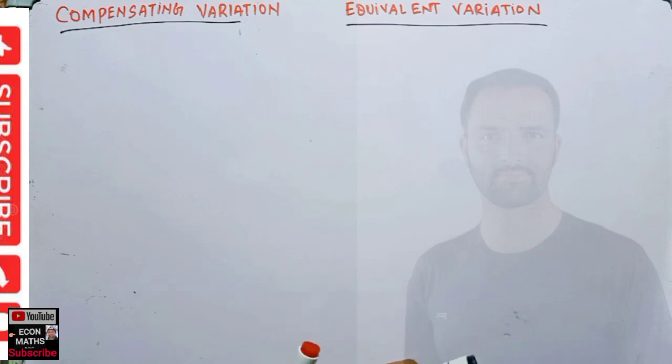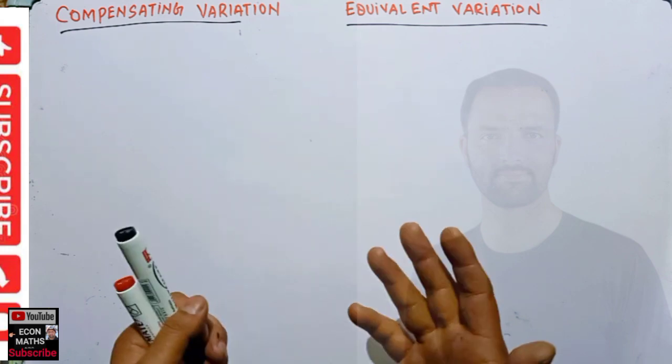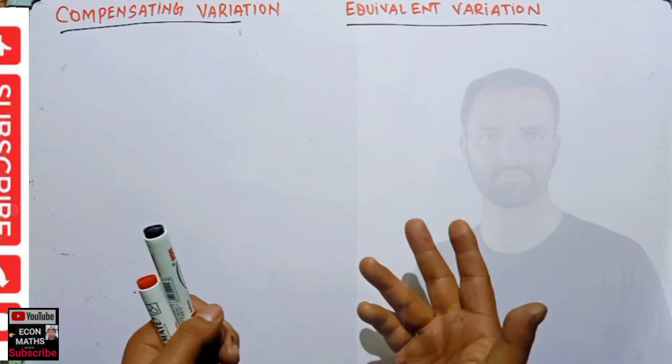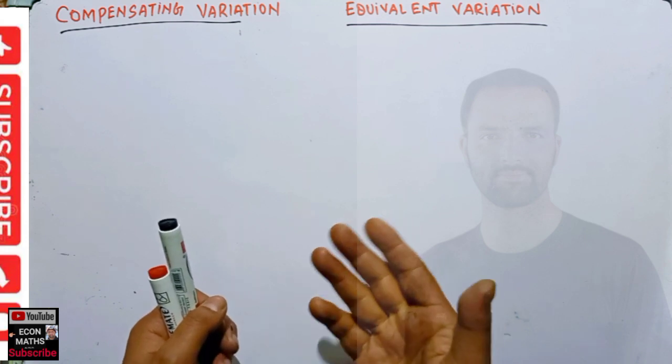Okay, so let me write the compensating variation first. We will solve for compensating variation. Now, what is meant by compensating variation? It means the adjustment in the income that returns the consumer to original utility after an economic change has occurred.